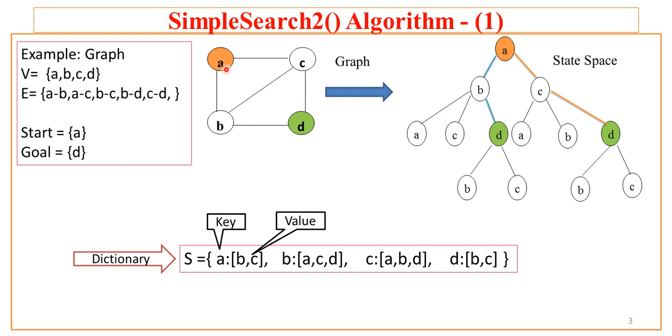So we have to start with A and keep traversing the state space of the given graph till we reach the goal node. Now this graph is represented using the state space. Here is the state space. A is the root at which we have to start the search. At the next level of this state space search tree, the immediate successors of A are given, that is B and C.